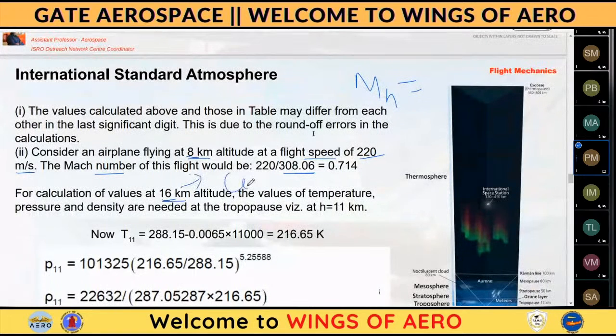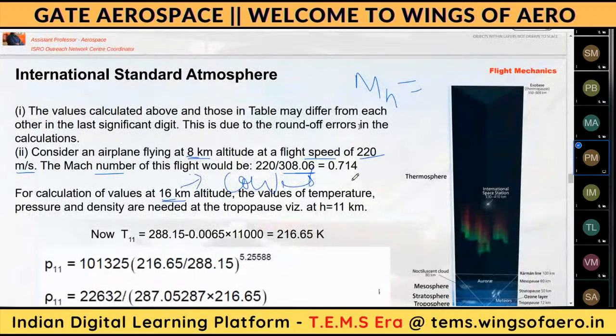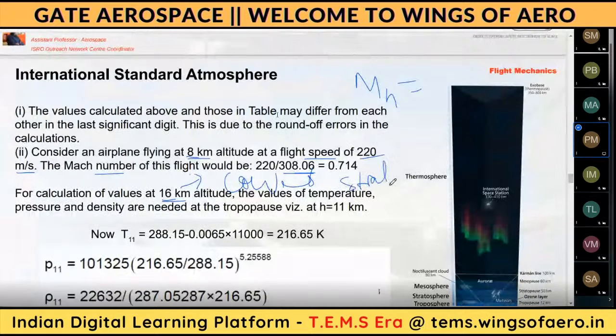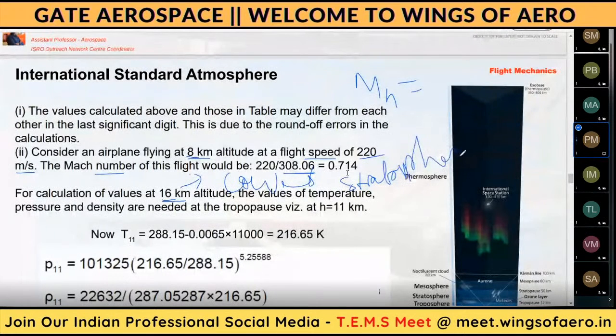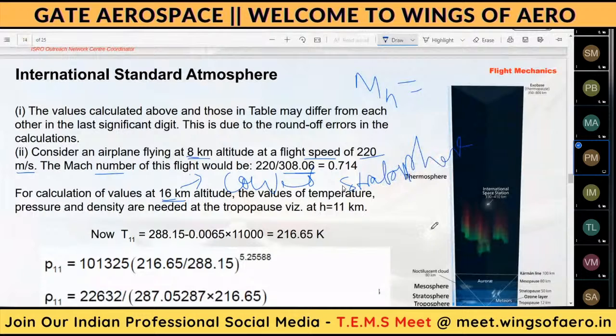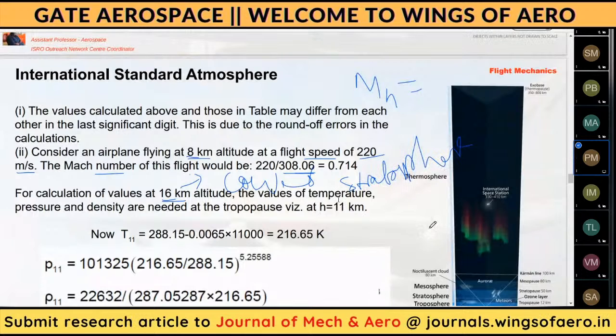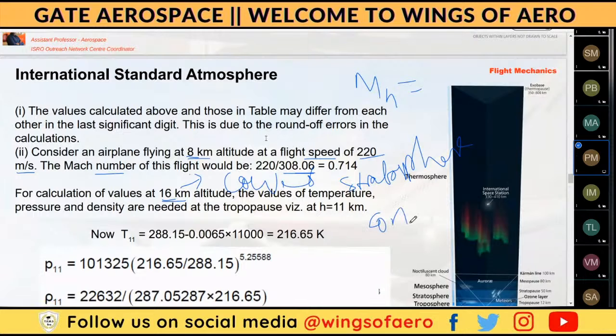That is the lower stratosphere region. So we know one thing, that the temperature in the lower stratosphere is constant. We know that it is constant, right?